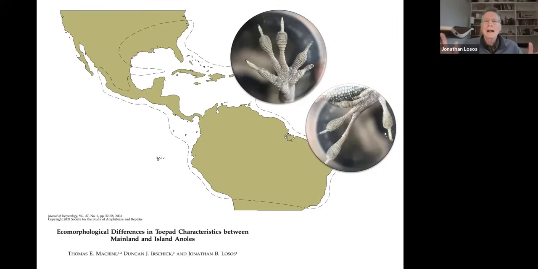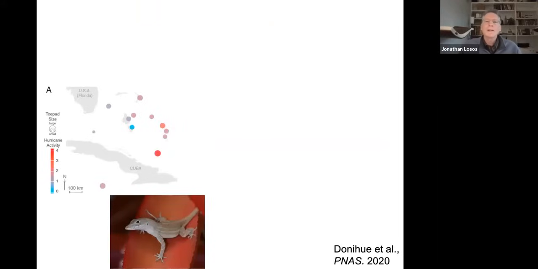Well, Colin wanted to follow up on this. I thought he was wasting his time. And he did this in two ways. First, for 13 populations of the brown anole throughout the Caribbean, he was able to get an index of hurricane activity, how often hurricanes had hit different places, thanks to the work of a meteorologist who was a co-author on our paper. And the color red and the intensity is a measure of hurricane intensity.